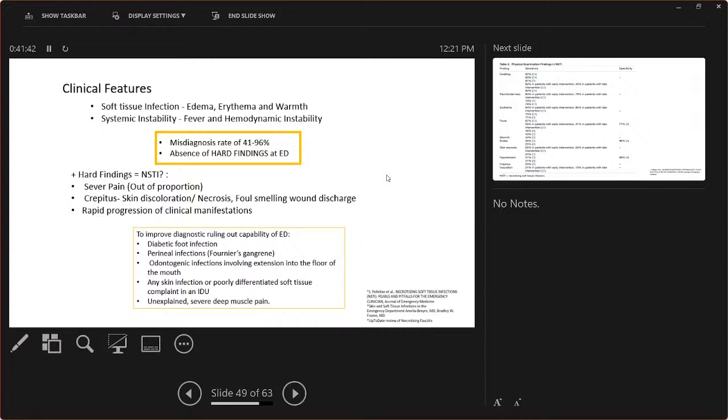So, along with soft tissue infection and systemic instability, if we have these hard findings, then it is guaranteed that we should take the patient to surgical exploration. If not, then we have further diagnostic tools. It is said in this paper that to improve diagnostic ruling-out capability, as the missed diagnosis rate is very high, just as we think of thunderclap headache as equating to subarachnoid hemorrhage, whenever we see a case like diabetic foot infection, Fournier's gangrene, or odontogenic dental infection, we must always think of necrotizing soft tissue infection.